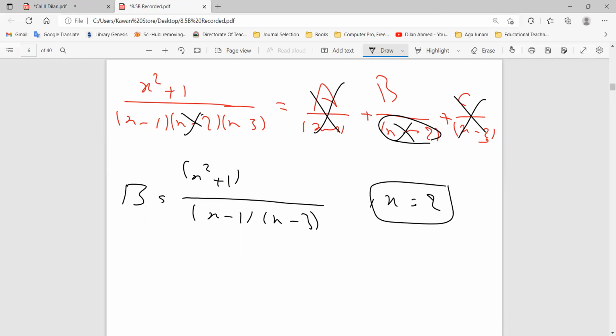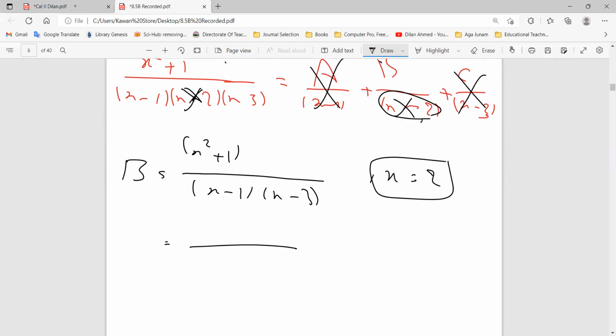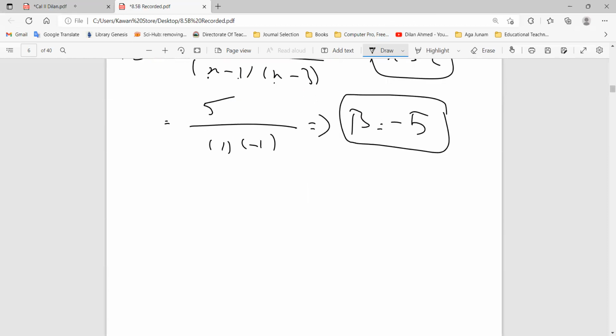If I multiply, that one is removed, and it remains B on the left side without its denominator. Understood? Now I substitute the value of x here. 2 squared plus 1 is 5, 2 minus 1 is 1, 2 minus 3 is minus 1, so B equals minus 5. It's your turn.